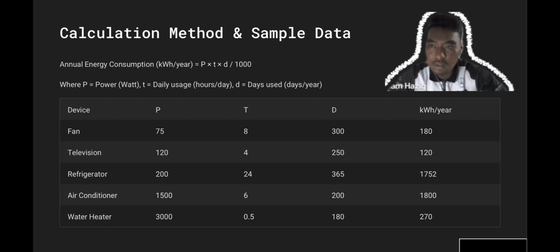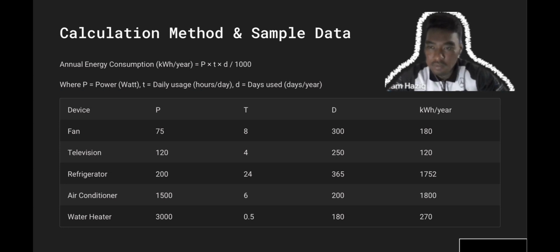So as you can see, these are the calculation method and sample data. For annual energy consumption, the formula is P times T times D divided by 1000. So what are P, T and D? P is power, in watts. T is daily usage, in hours. We are using it for how many hours in a day. And D is the number of days used, the duration in a year.